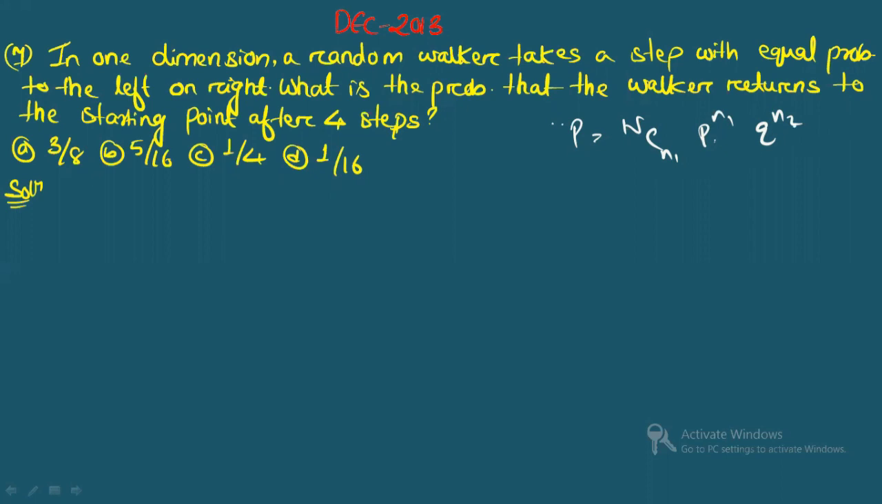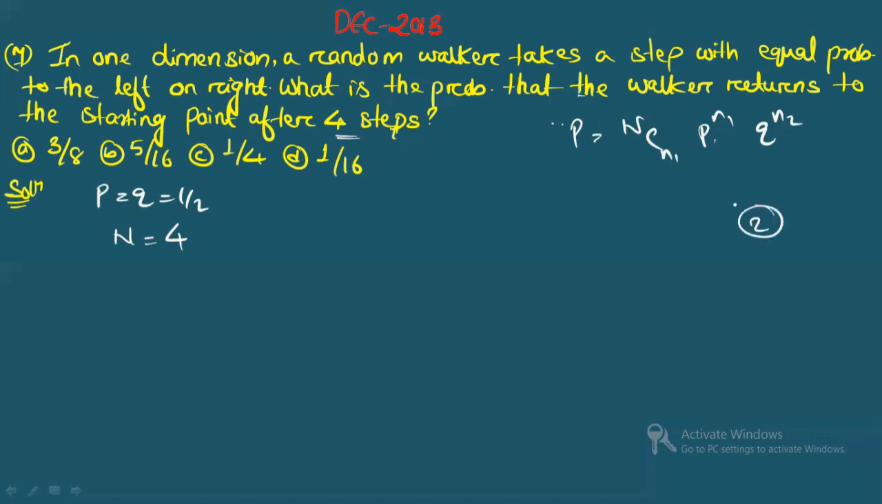So here in one dimension, the random walker takes a step with equal probabilities to the left and the right. That means the probability is 1/2 for going left and 1/2 for going right. So p equals q, which is 1/2. Capital N is 4, because you are asked for the probability that the walker returns to the starting point after 4 steps. So n equals 4 here. The rest is clear. n1 and n2 will also be 2.